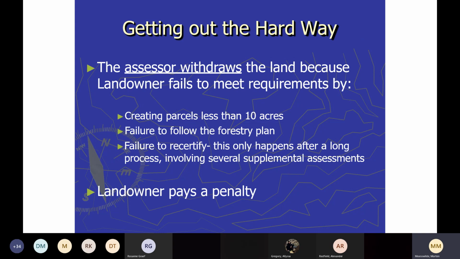The less preferred option is if the landowner fails to make sure that the property meets requirements, then the assessor can withdraw the land involuntarily. That may occur if the parcel is divided such that there are less than 10 eligible acres. It might occur if there's a failure to follow the plan. It may occur simply because people fail to recertify. In that instance, the town does have the obligation to give you a couple of opportunities, along with a sort of interim penalty, to come into compliance. But if you do not, ultimately, the entire property will be withdrawn and the penalty gets assessed.